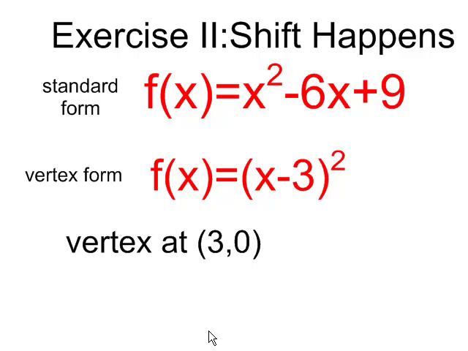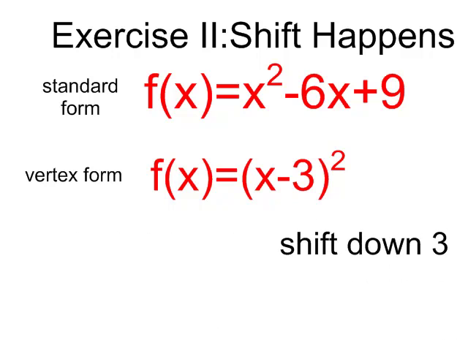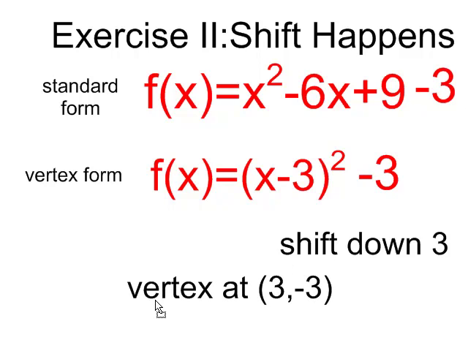Well, what happens to the standard form of the equation if a shift happens? So what I'm going to do is shift it down 3 units. And I'm going to do that by subtracting 3 from my function. So now my vertex is at 3 and negative 3.